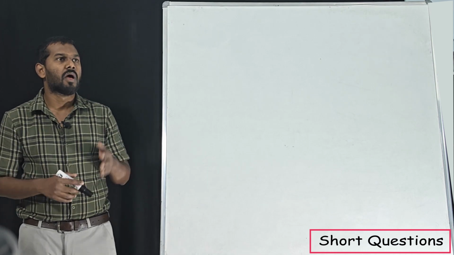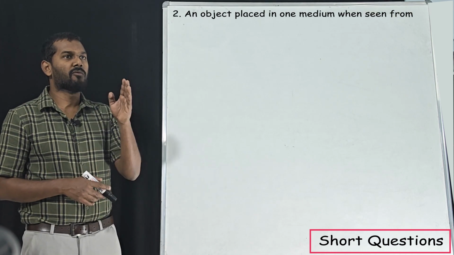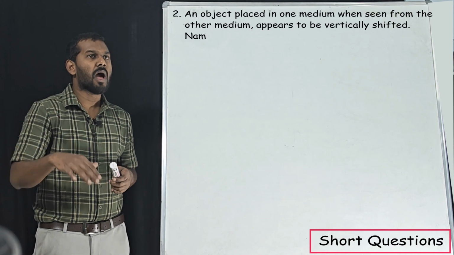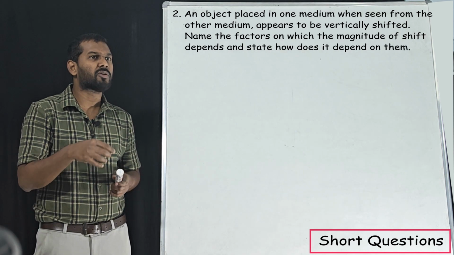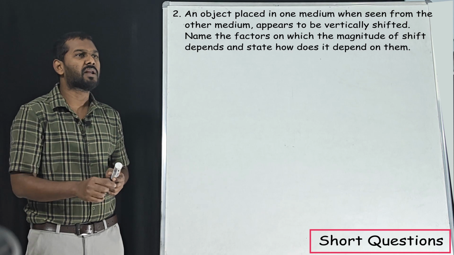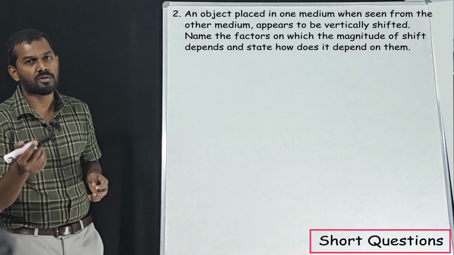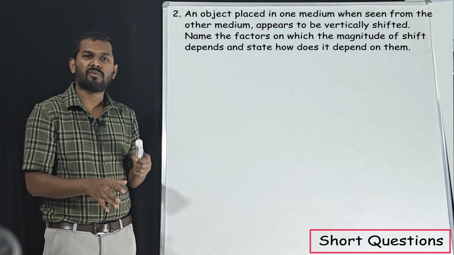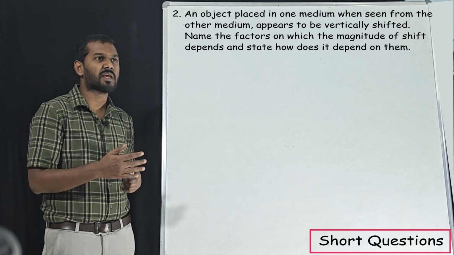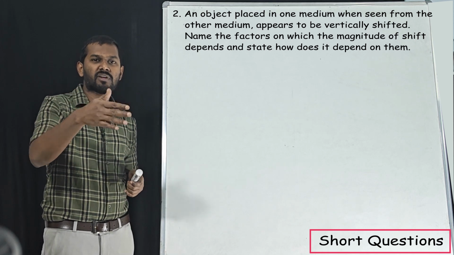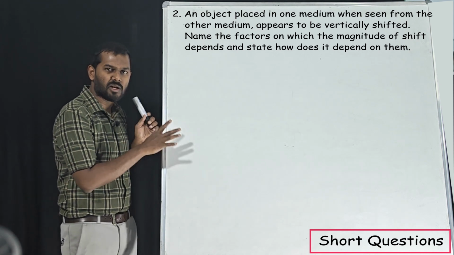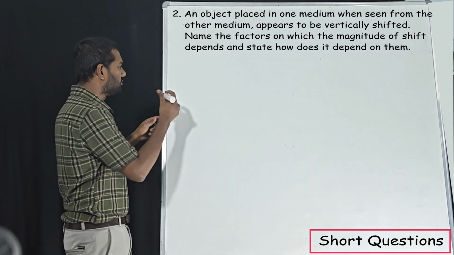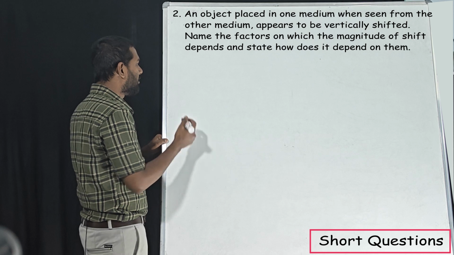Our next question, an object placed in a medium when seen from another medium appears to be vertically shifted. Name the factors on which magnitude of shift depends and state how it depends on them. See, very simple question. This is what we have learnt in concept video. They are just asking what are the factors which affect shift and how they affect it. Here also we are going to learn. First we'll write what are the factors which affect.